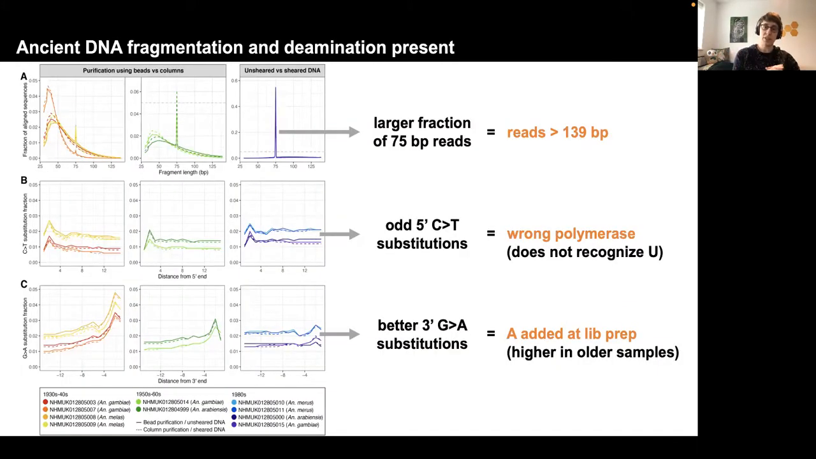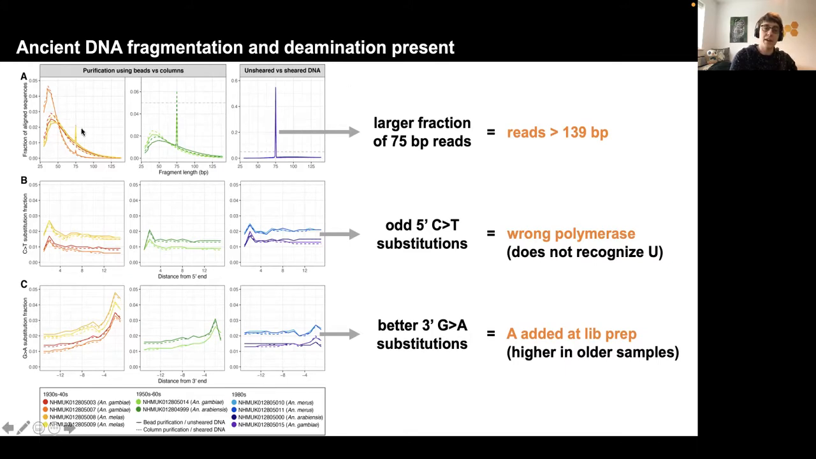Another thing that we looked at is, of course, like I said, we really want to know about ancient DNA specific characteristics of these extracts because they are old. So again, same colors for the same 10 samples. Dashed lines are the less parsimonious approaches.